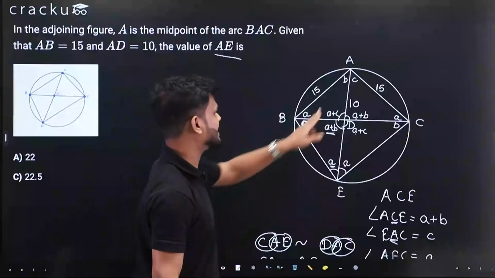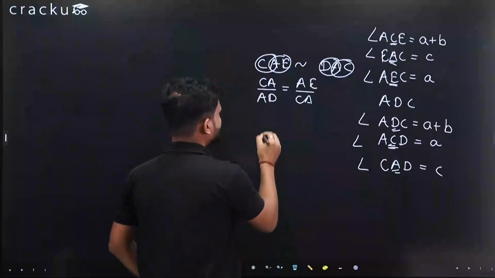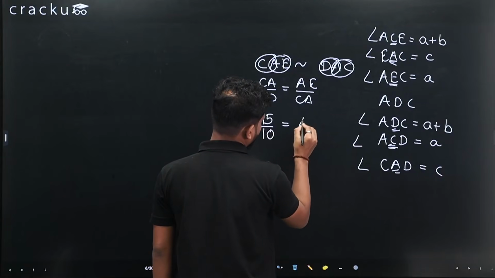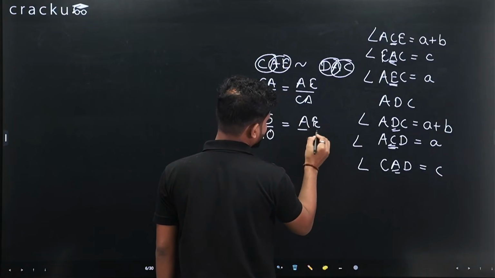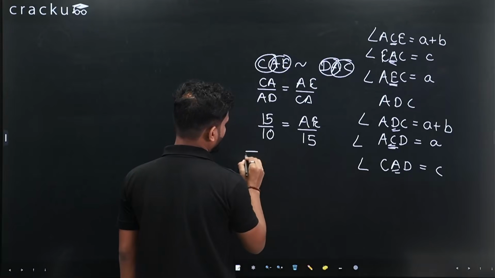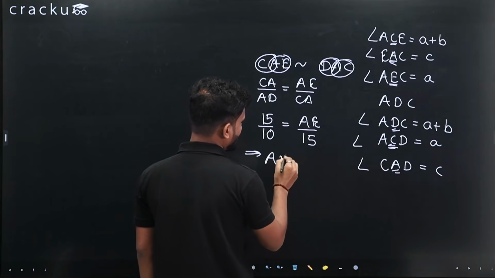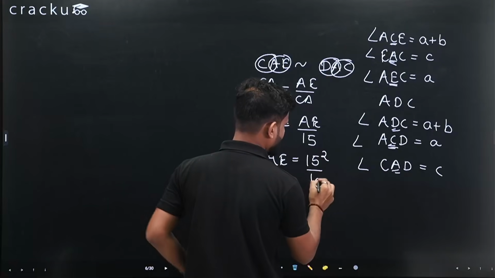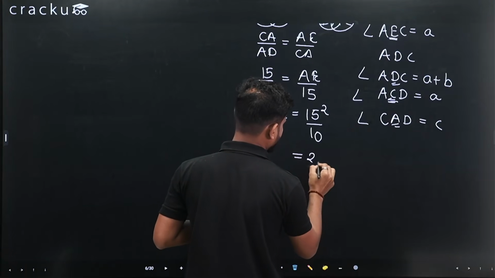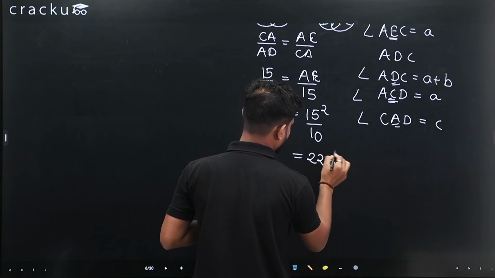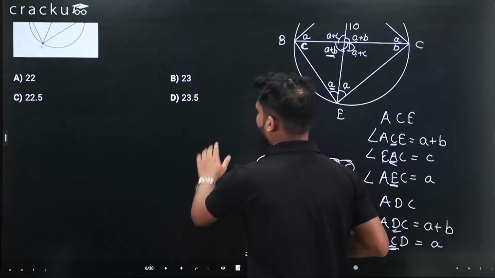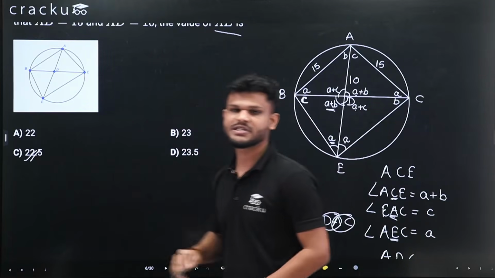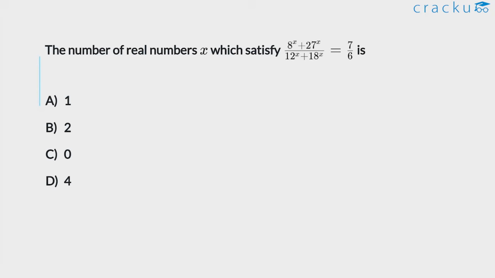Now what is AC? AC is nothing but 15. So 15 upon AD, which is 10, is equal to AE upon CA, which is nothing but 15. From here you get AE is equal to 15 squared divided by 10. What is 15 squared divided by 10? It is nothing but 22.5. So AE will be 22.5, which is given in option C. So option C is the correct choice here.